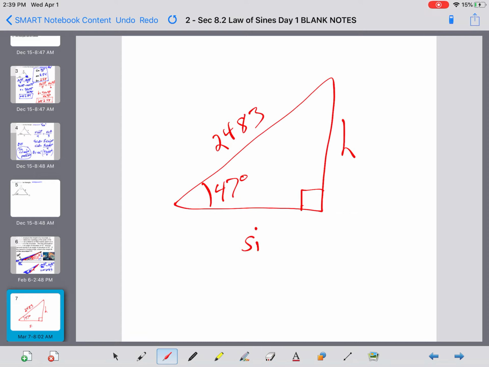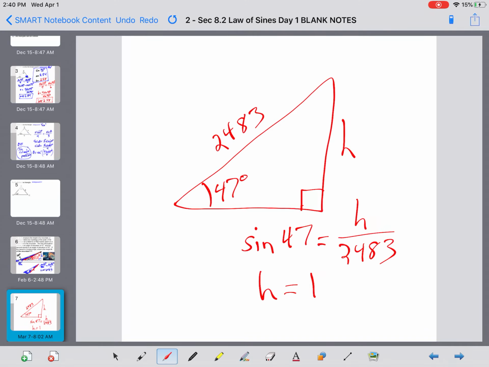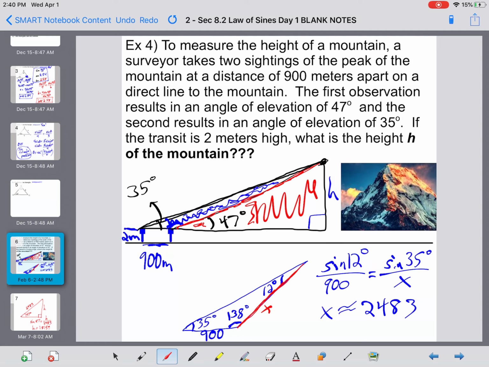So sine, I'm using sine because I know the opposite. I'm looking for the opposite, which is h, and I know the hypotenuse is 2483. So sine of 47 equals h over 2483. Clean this up a little bit, and you get an h value of 1,815.9 meters.